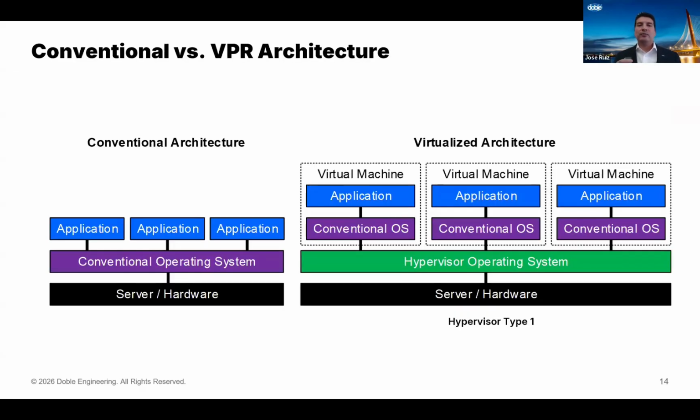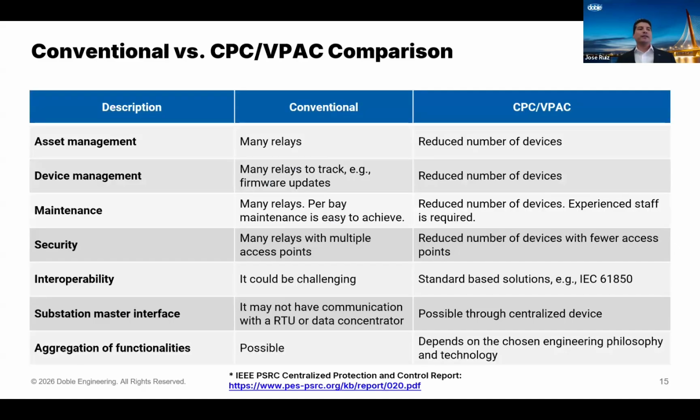So there are commercially available CPC and VPAC products that offer hardware or software-based options. I just want to highlight that because you can buy a centralized protection that looks similar to a microprocessor-based relay, or you can buy a centralized protection in a virtual environment. Now we have here some conventional versus CPC VPAC comparison.